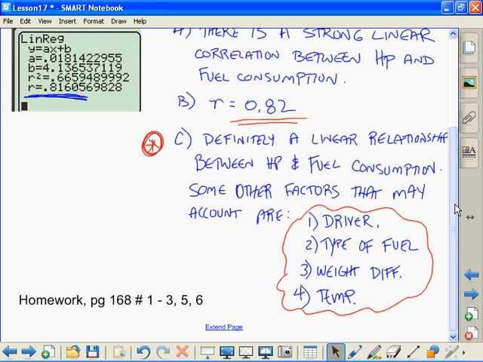You're going to have to step out and make conclusions or figure out, well, why was it not perfect? What factors may have been involved? So keep that in mind when you're going through the homework.